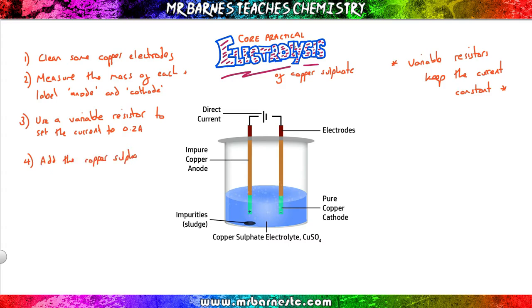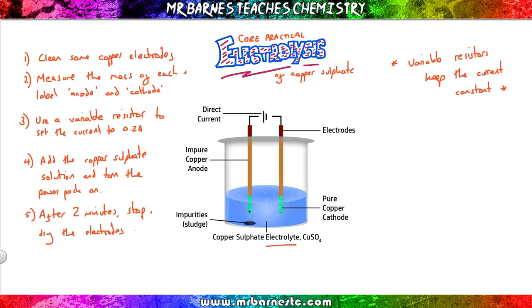Number four, add your copper sulfate solution and then turn the power pack on. Start your stopwatch and then after 2 minutes, stop it, dry the electrodes and re-weigh. At this point, you'll notice there has been a change in mass. What you can then do is do it at different currents and see how changing the current affects the change in mass.